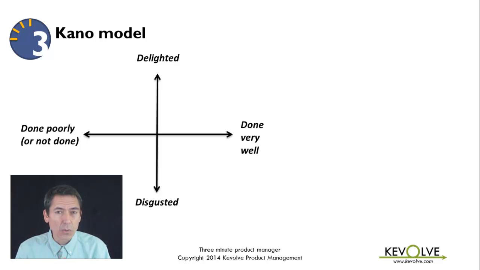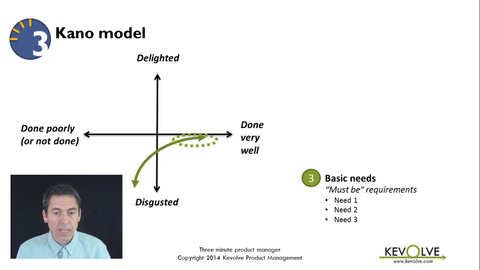So we're going to start off with two axes. On the x-axis is whether a need was met or not. Was it done poorly or was it met very well? And the y-axis is how the customer responded. Were they disgusted or were they delighted? And we're going to break this up into 3 customer need categories.